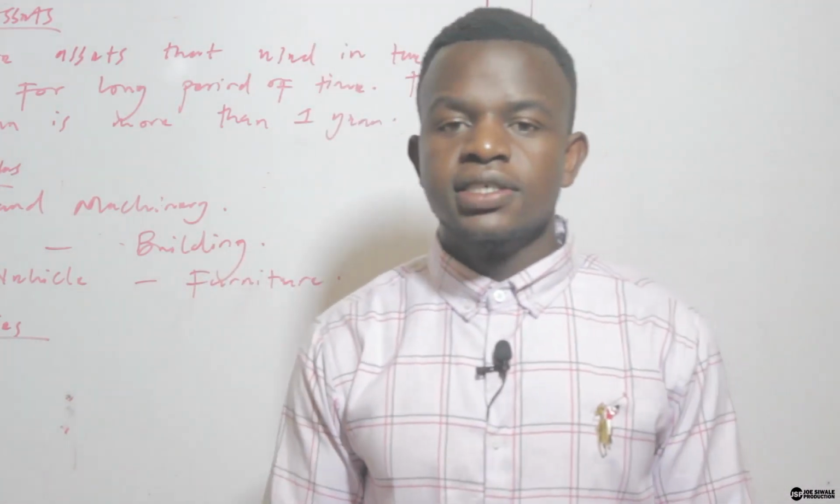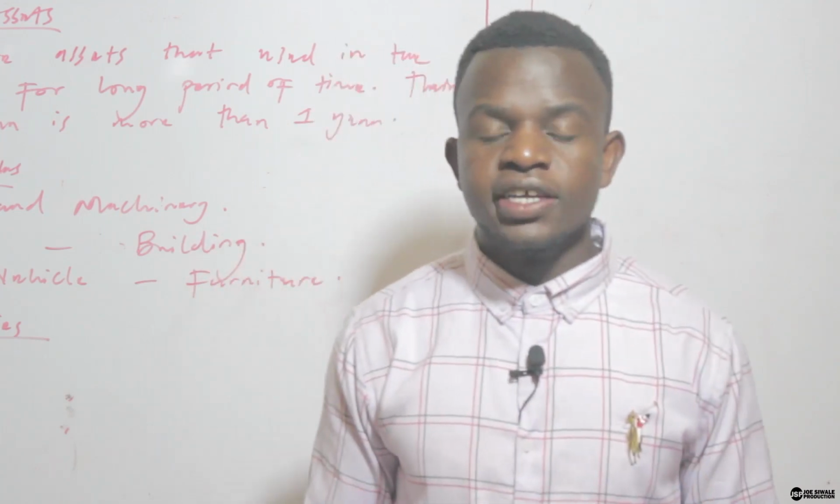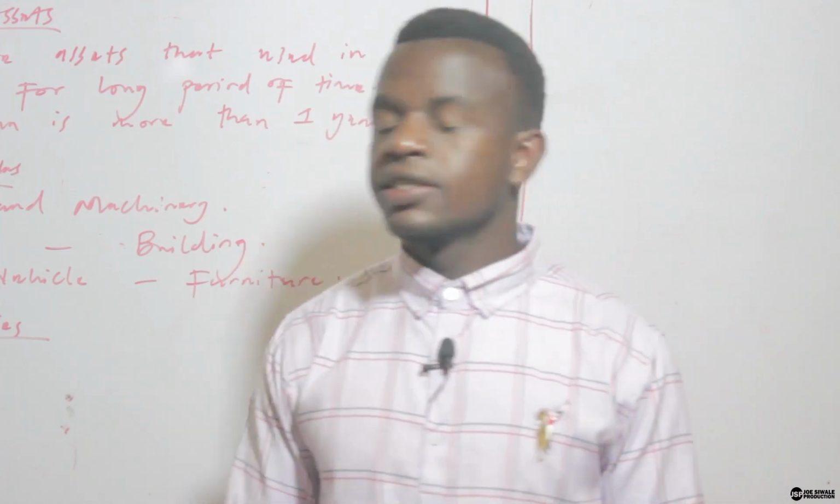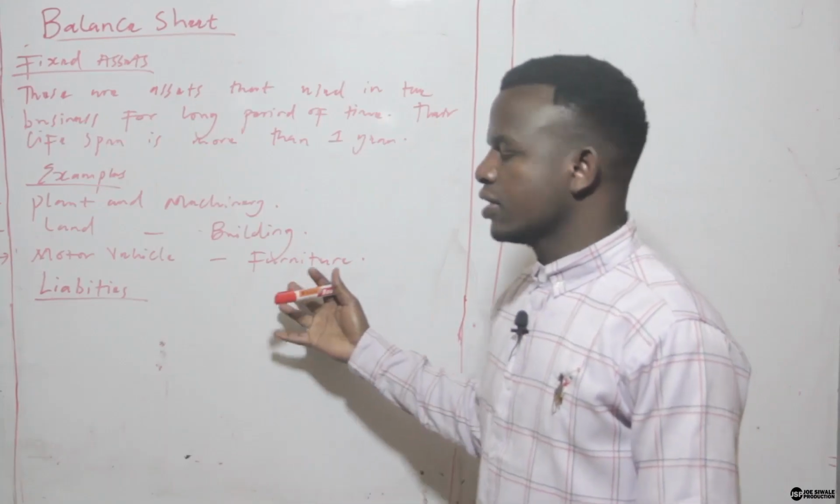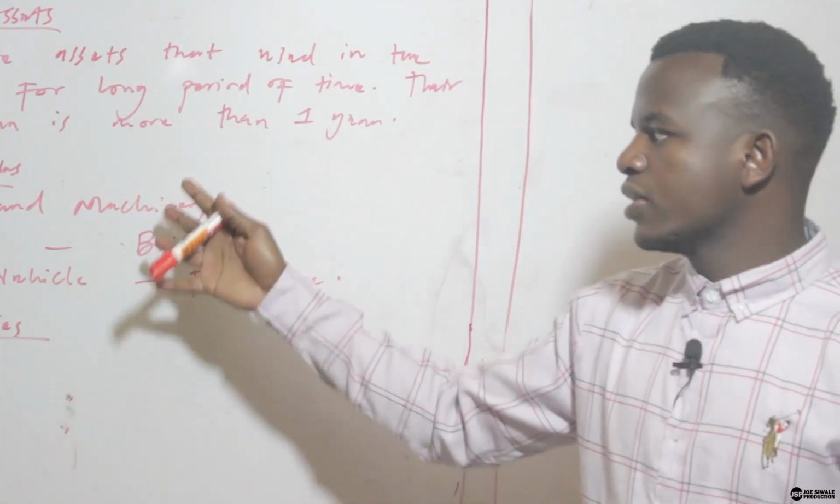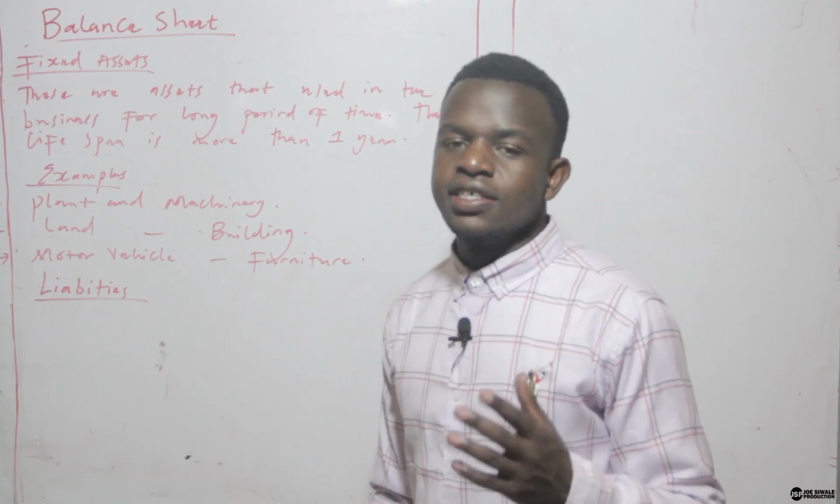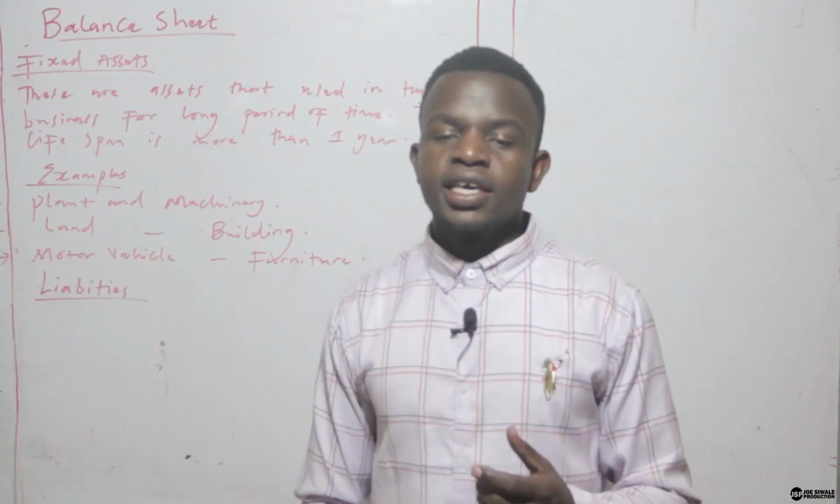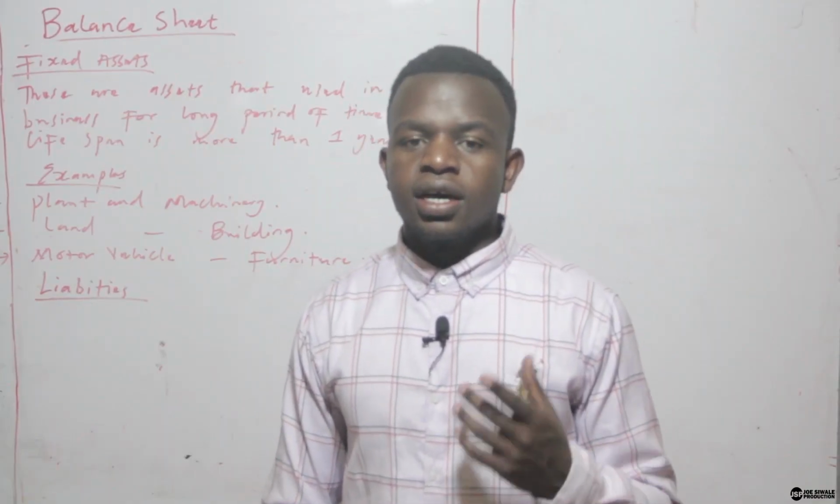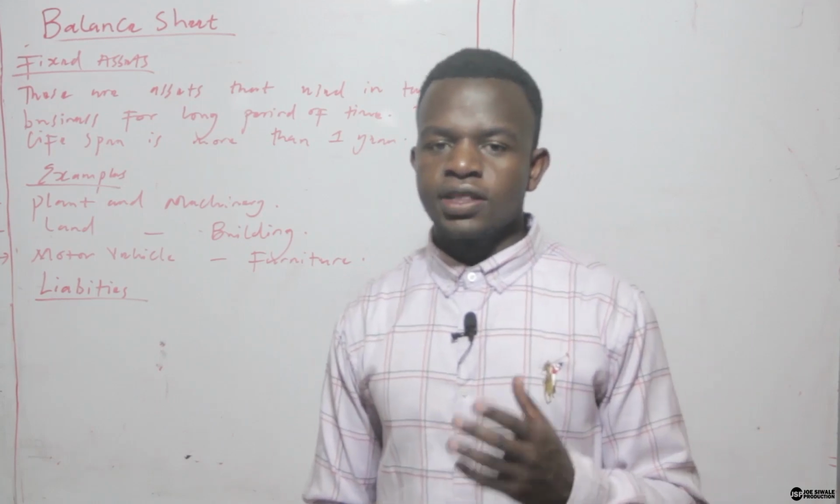So for the liabilities, we know that when the business is starting, it will need funds. And the funds that are going to be needed by the business are going to be used in purchasing fixed assets. Some of the fixed assets we have said are plant and machinery, land, buildings, motor vehicle, and furniture. So the business needs these funds in order to purchase these, but the business also needs the funds in order to finance working capital. And working capital is the amount of money that is used in the day-to-day operation of the business.